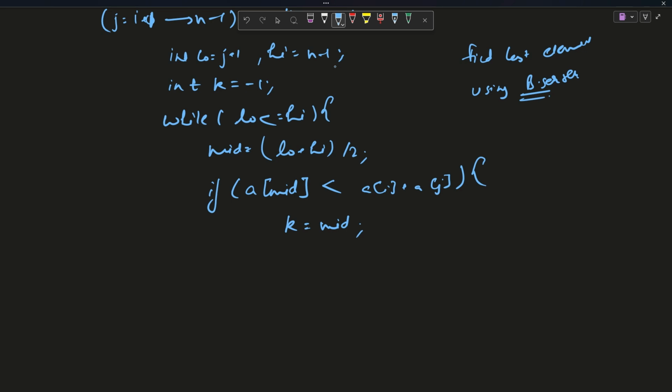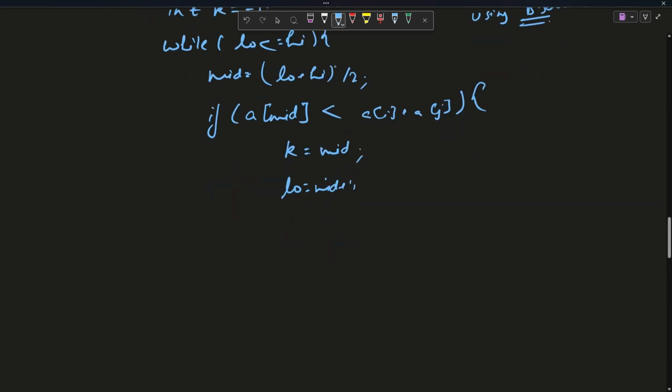K equals mid, that k is shifting towards the last, and because we have found something, low equals mid plus 1, because we need to find the last, so we will shift to the right to check the right part also, right? Else high equals mid minus 1.